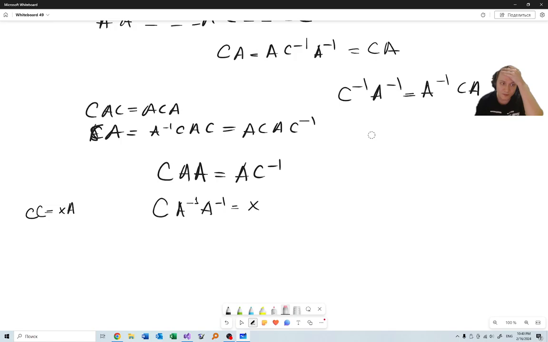Let me write it like this. So C is XAA. Yeah? So we can say that ACCA is XAA. So x equals ACCA minus 1. So do I like it? I don't like it because we doubled the number of c's. Well, yes, we did. However, the number of a's to the right of a c decreased. So this is actually fine.